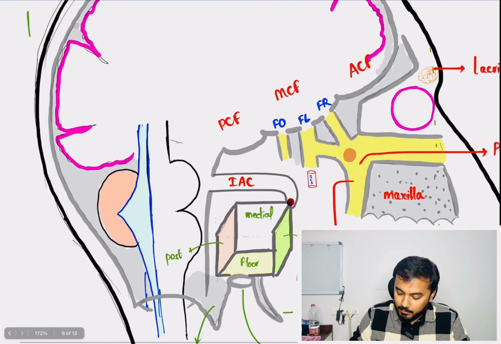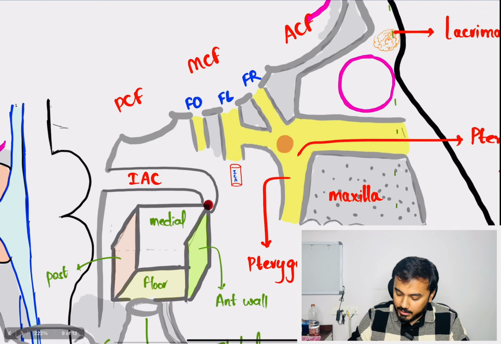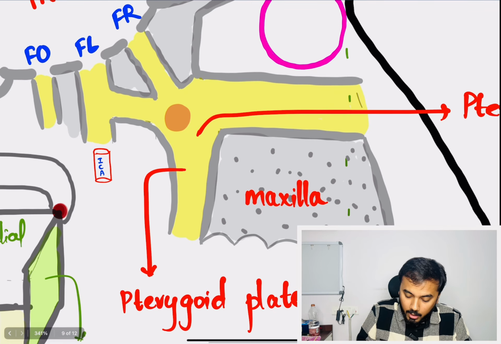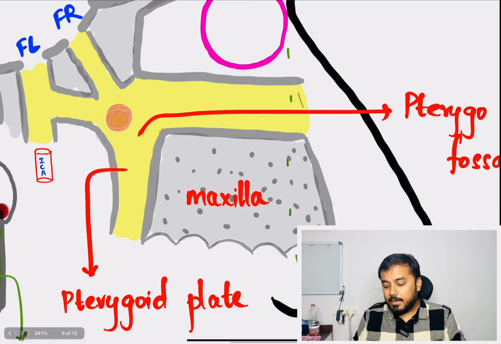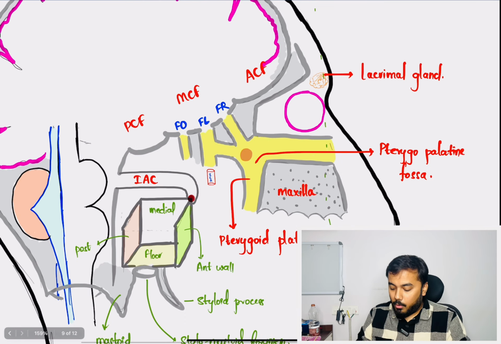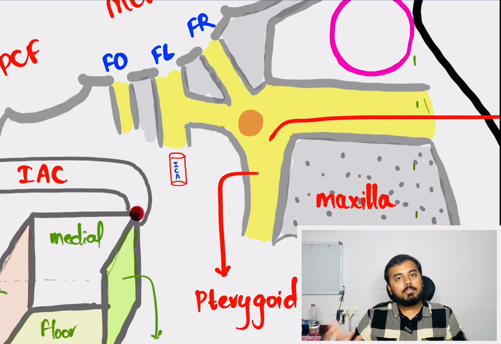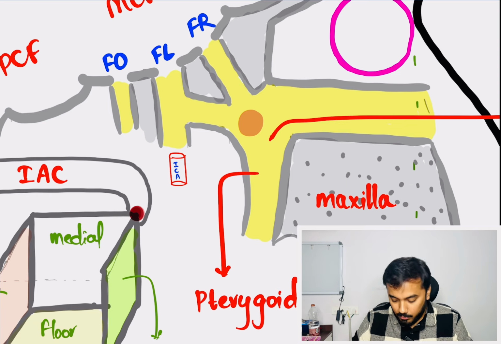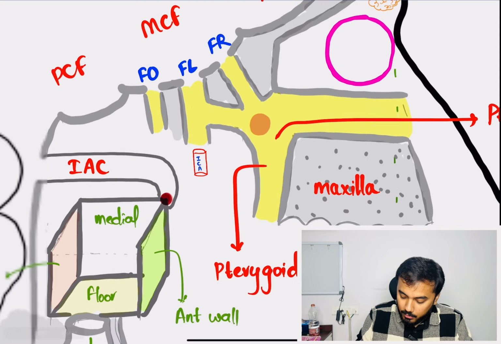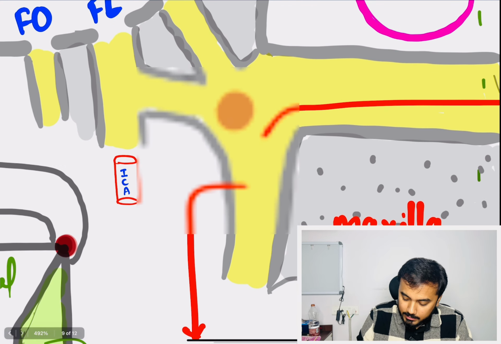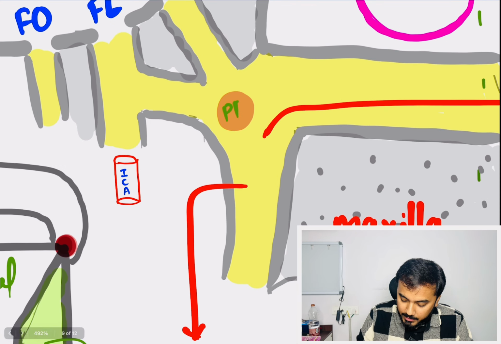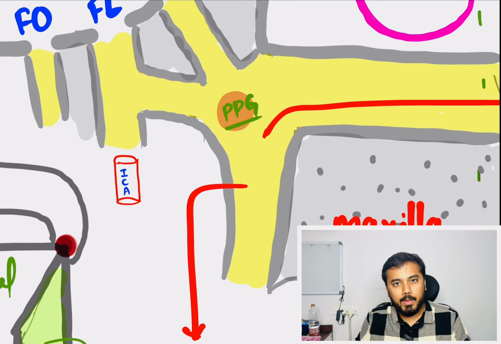Here there are two important dots which you can see. There is one dot in this fossa, the pterygopalatine fossa. The ganglion you can see in the pterygopalatine fossa, what is this ganglion? Pterygopalatine ganglion, right? I'm just writing it as PPG. PPG means pterygopalatine ganglion.